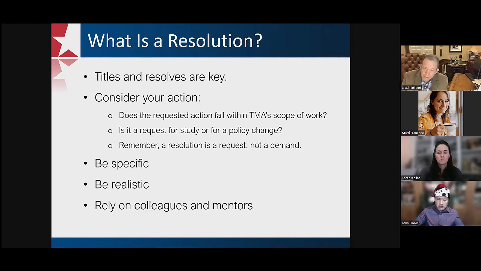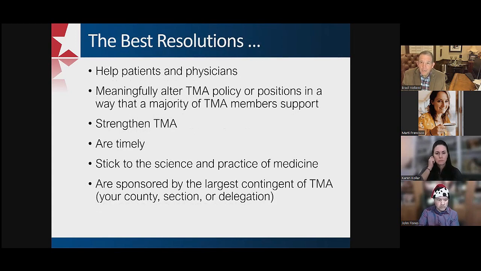Well, it's hard to categorize what makes a good resolution, but I think in general, if we go to the next slide there, we get back to our core on what TMA is here for and what our mission is. The best resolutions both help patients and physicians, and that's really what we're all here for. But they also potentially alter TMA policy in a way that is meaningful, or take a position that it's changing in a slightly helpful way, potentially a major way.